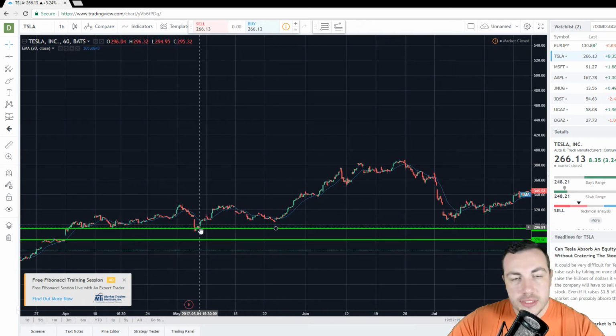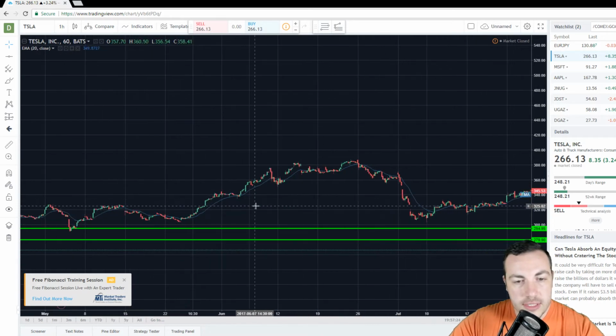I like to do zones because these aren't exact. So I like to give it some wiggle room. This is really a 290 to 300. I already know that because I've already looked into this.